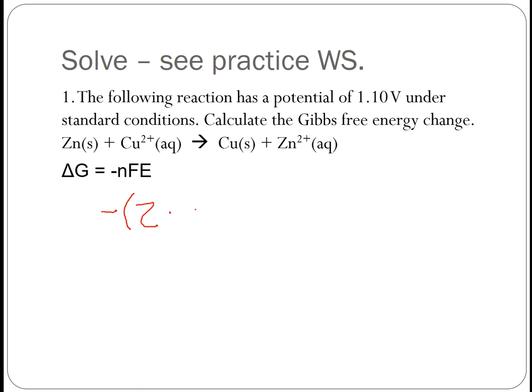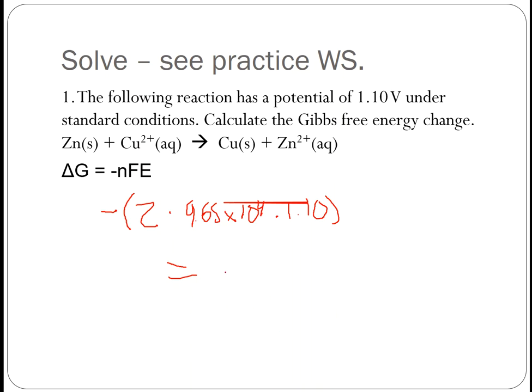And then we have the Faraday constant, which is 9.65 times 10 to the fourth, and then times the voltage, which is 1.10. Sorry for my writing, I don't have a pen with me to write on the screen. So 2 times the Faraday constant times the voltage, all multiplied together, is going to give us our delta G. You're going to get a value in joules here.